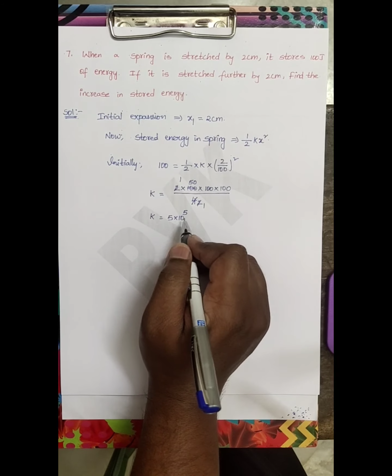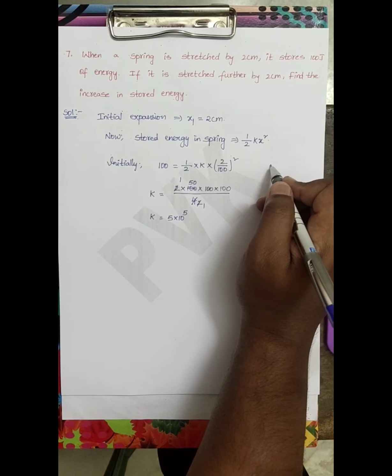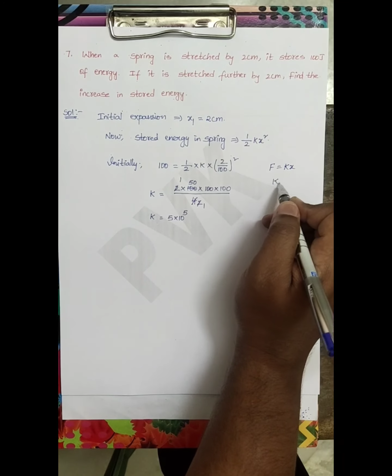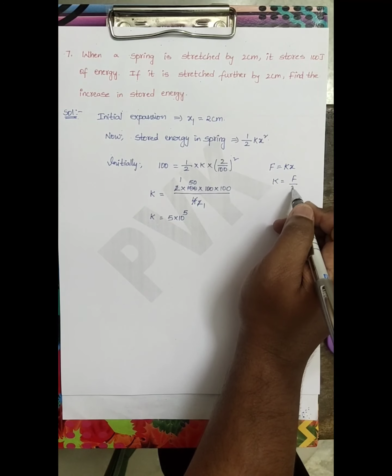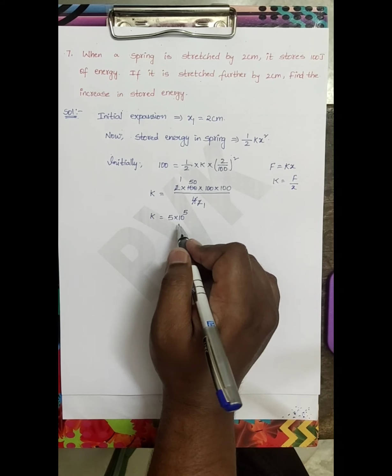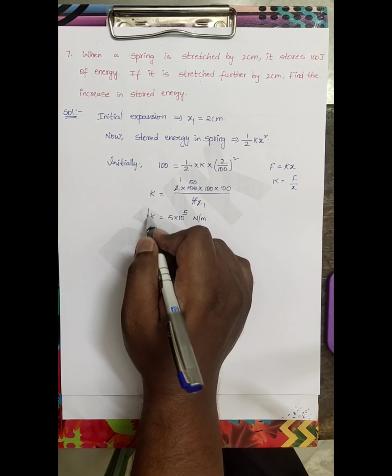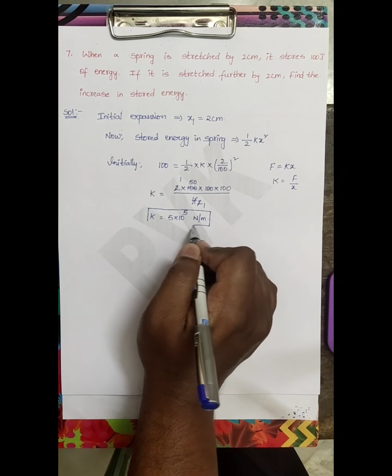If you want to write the units for this, what is that? Spring force, already we know F equals kx. From this, k equals F by x, that is Newton per meter. So spring constant is 5 into 10 power 5 Newton per meter. So you got the spring constant now.